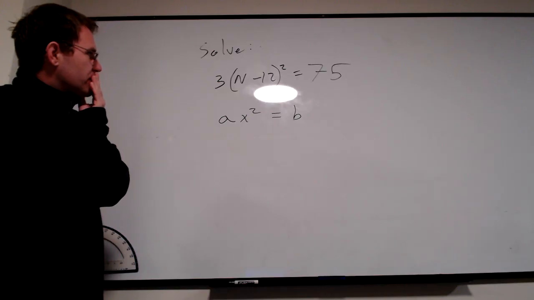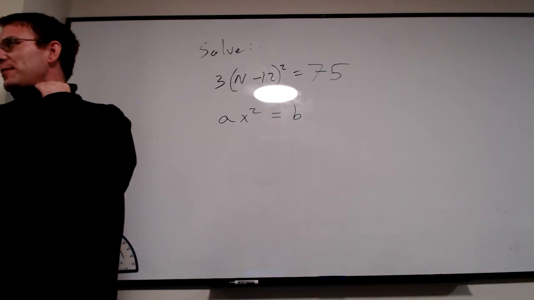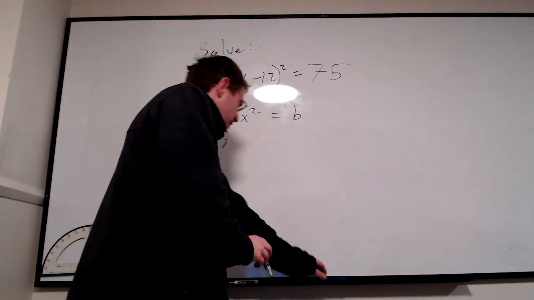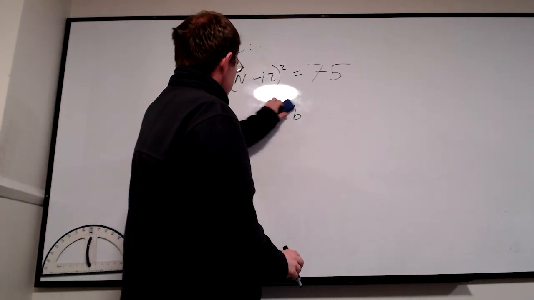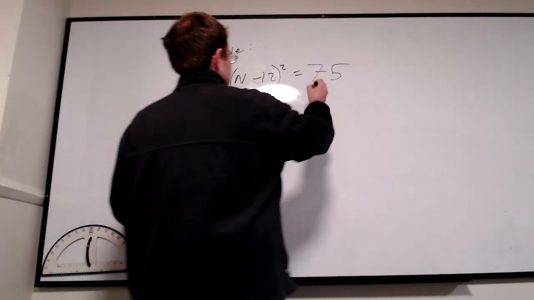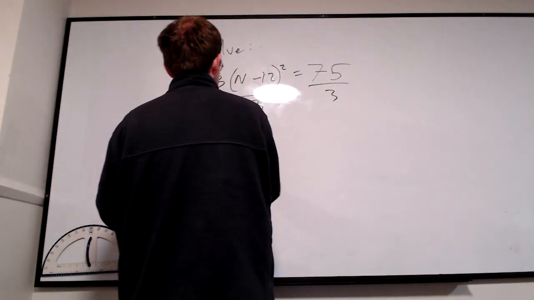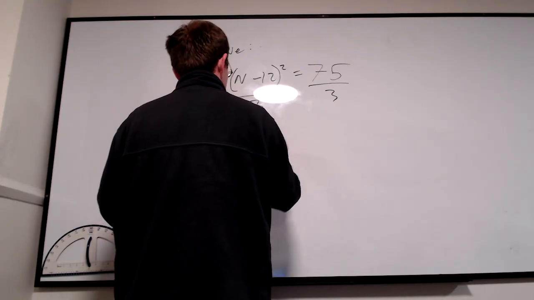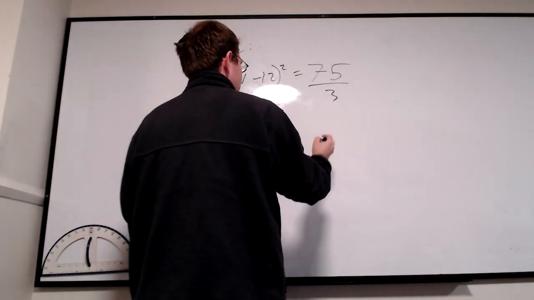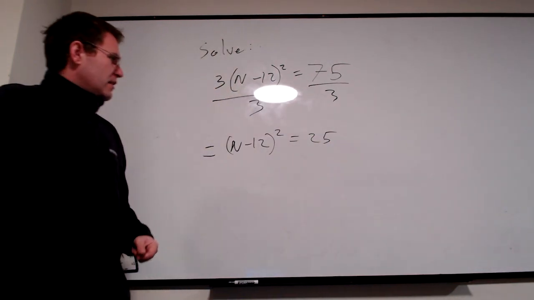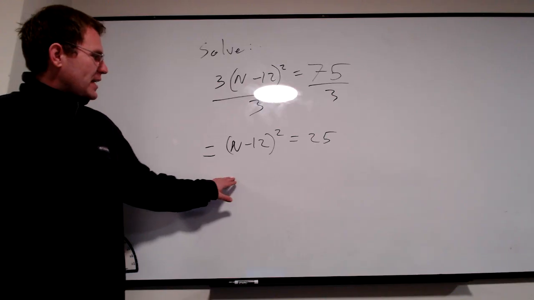Divide 3 by 75? Or divide the 75 by 3? Yeah, divide the 75 by 3, yep. So if we go ahead and divide this by 3, divide this by 3, so that'll be n minus 12 squared equals, and that's going to be 25. Okay, so then where would we go from here?